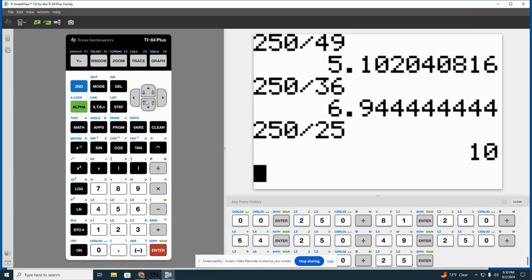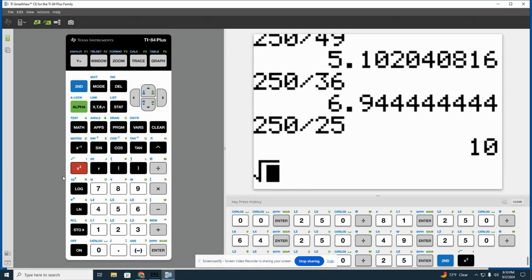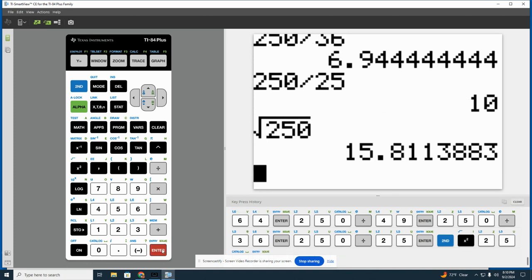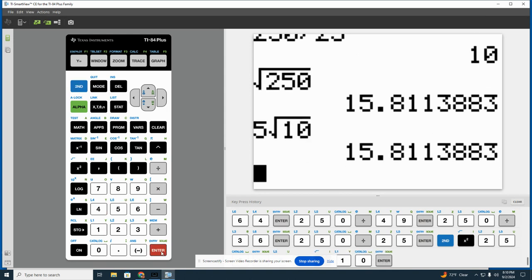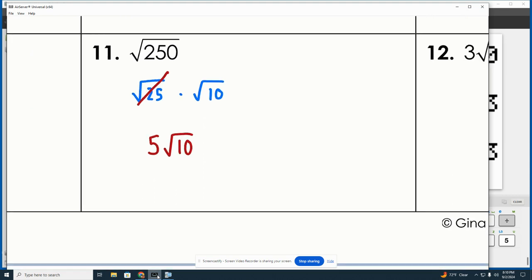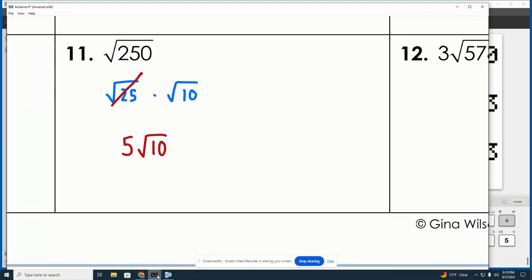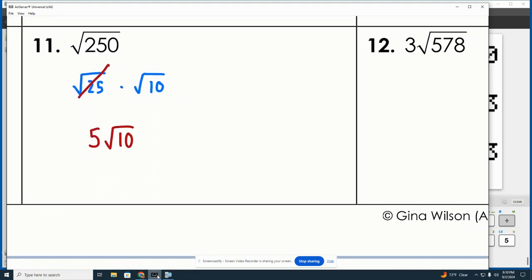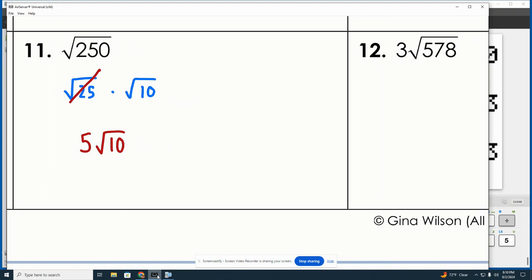And just double check it. Watch. If you ever are like, that doesn't look right, check it. The square root of 250 is 15.8. And 5 times the square root of 10 should be identical. It sure is. And think about it, no other perfect square comes out of 10. Right? 4 won't. 1 won't. So that sure enough is the furthest we can break it down.